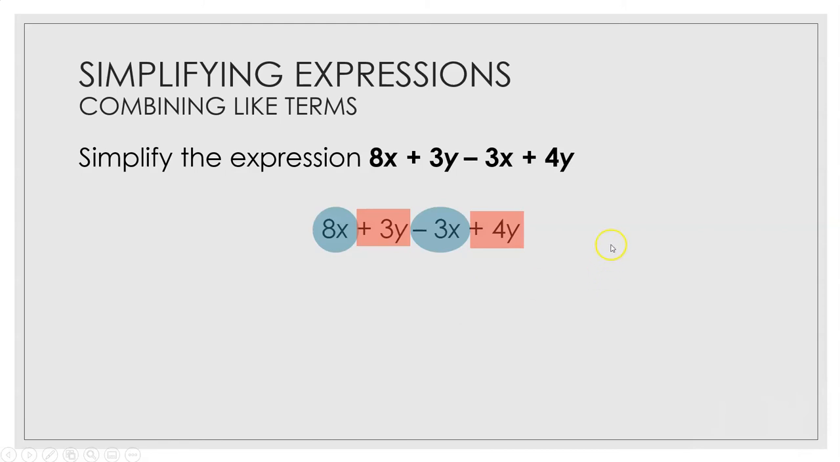When you combine them, it's like you are moving the coefficients together. So this is really 8 minus 3 with an x after, and this is a positive 3 plus 4 with a y at the end of it when you combine it. So 8 minus 3 is 5, and 3 plus 4 is 7. So your final answer is 5x plus 7y. And you can't combine these any further because these are not like terms now. This one has an x, this one has a y. Those variables are not the same, so you can't combine them. This is done.